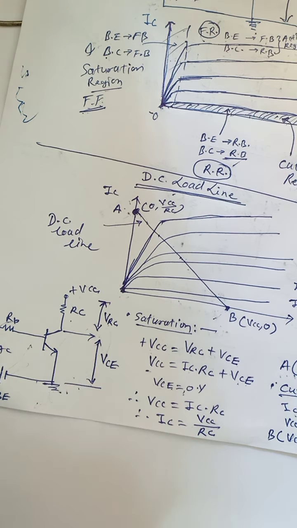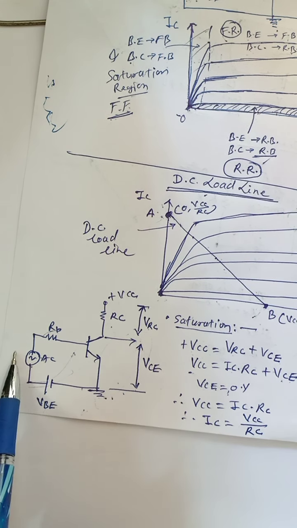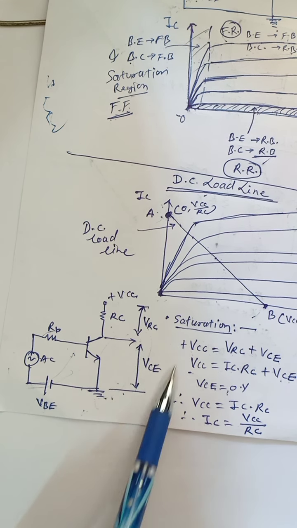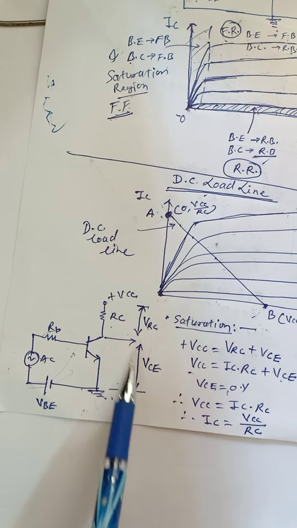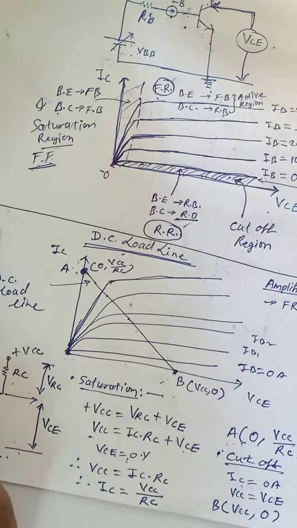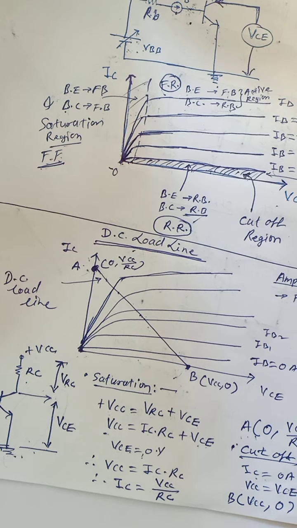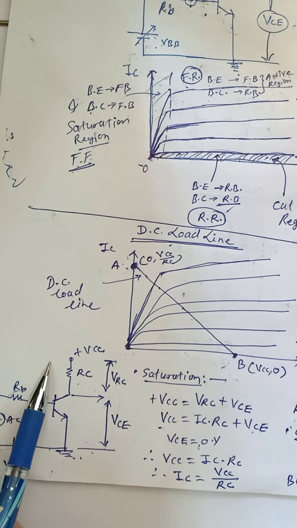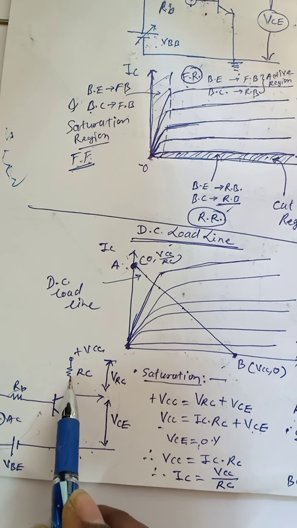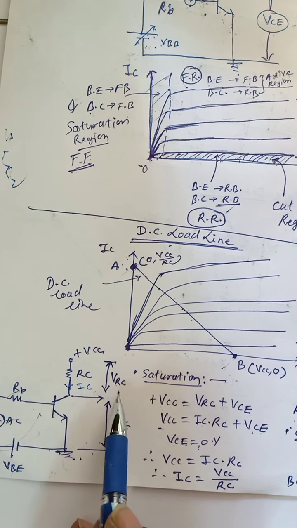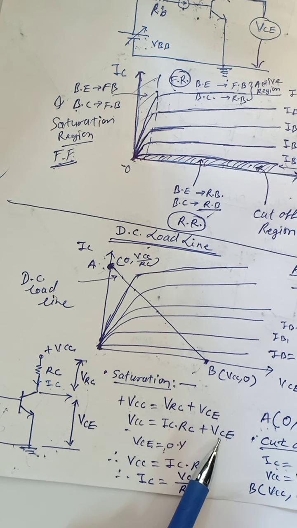This is the output side and this is the input side of the transistor. Here we are applying input, so that's why it is the input side, and we get the output from collector to emitter. It is a common emitter configuration. So this is the output equation, VCC equal to VRC plus VCE. VRC is the voltage across the resistor RC, and the current flowing through RC is IC. According to Ohm's law, VRC equal to IC into RC, so we write IC into RC plus VCE.